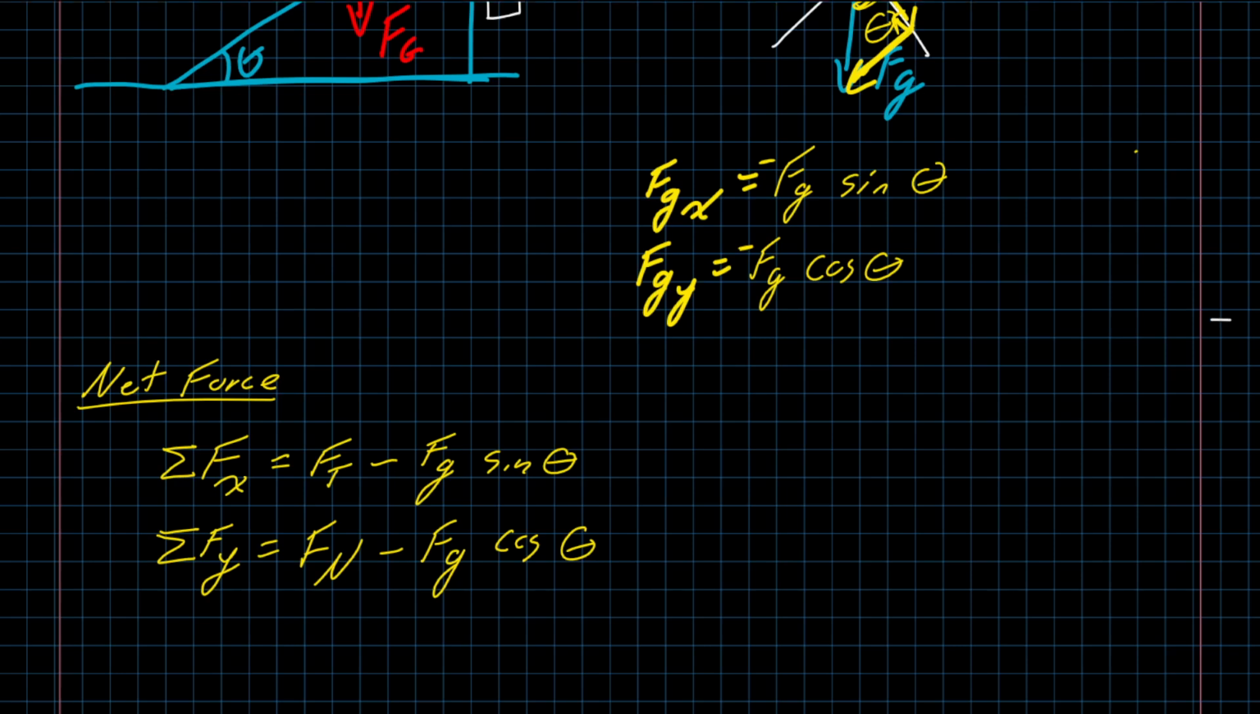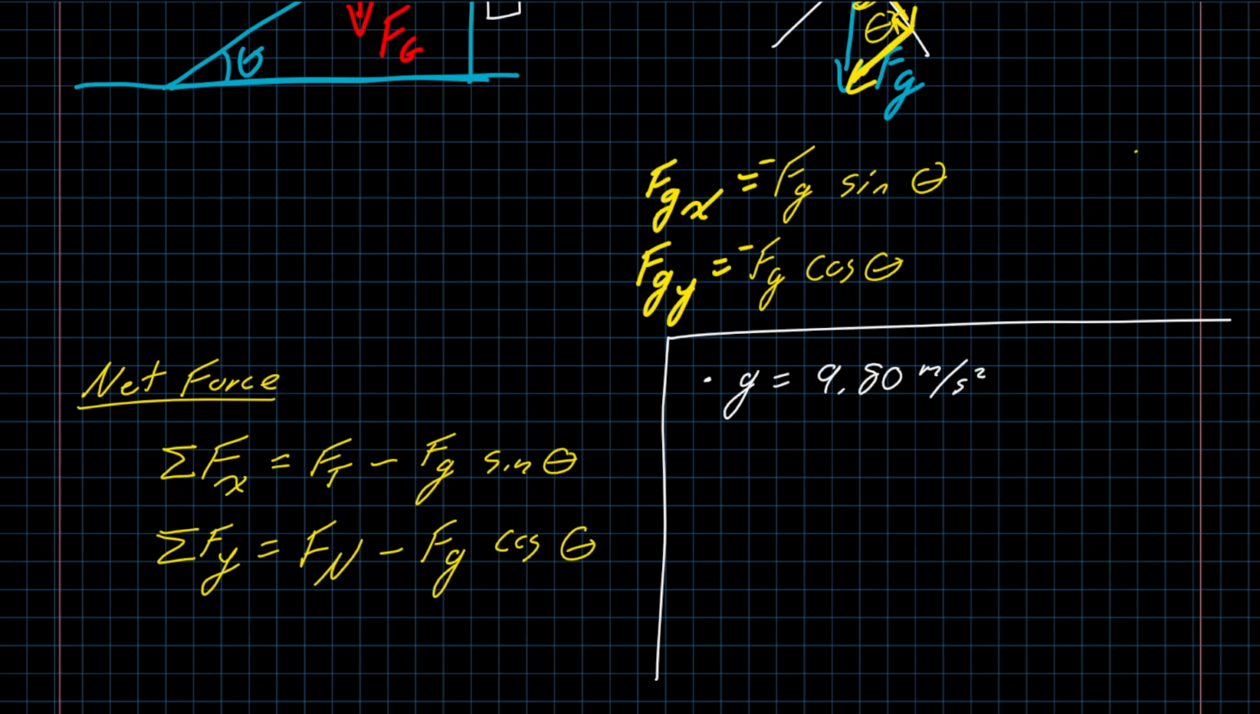All right, so some things that we might know. We're going to just assume that we're on Earth, so acceleration of gravity is 9.80 meters per square second. We're going to go ahead and set the angle here. Let's set it at 25 degrees. And let's say that we have an object, the car in this case, has a mass of 0.800 kilograms.